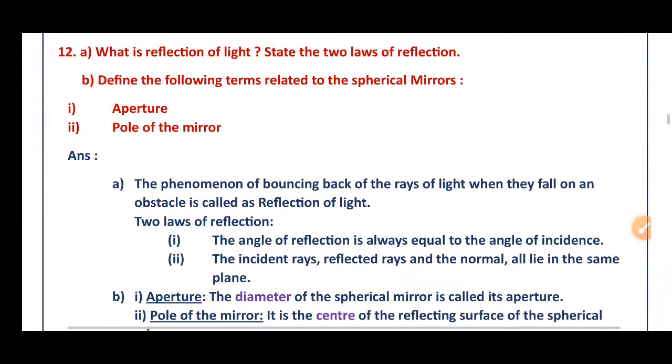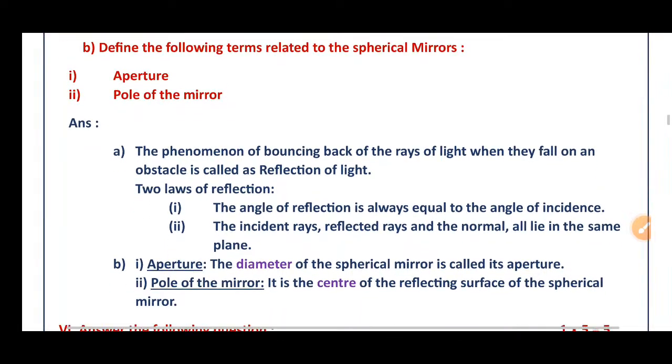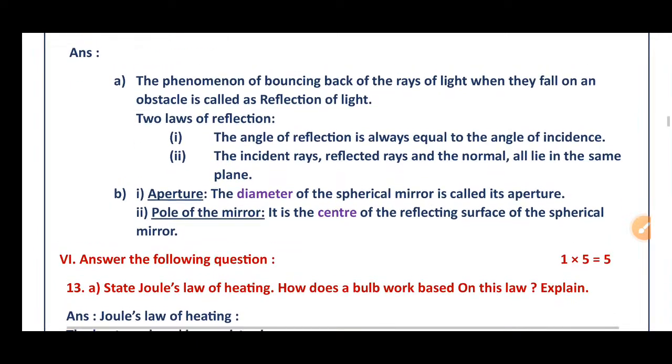First we have to see the A question. What is reflection? State the two laws of reflection. The phenomenon of bouncing back of rays of light when they fall on an obstacle is called reflection of light. Then the two laws of reflection. The angle of reflection is always equal to the angle of incidence. This is the first law of reflection. Second law: the incident ray, reflected ray, and the normal all lie in the same plane. Okay, this is the second law.